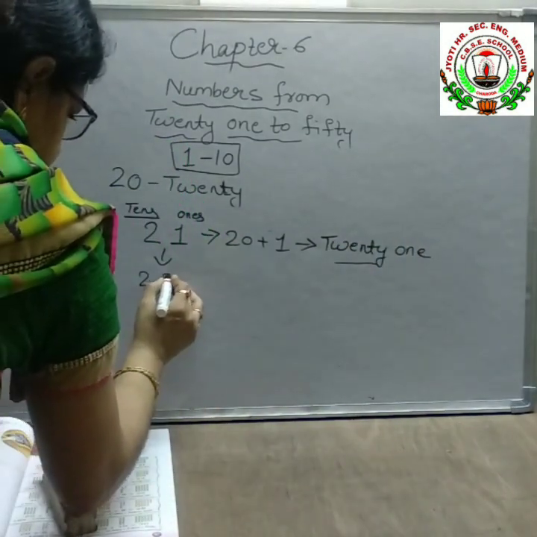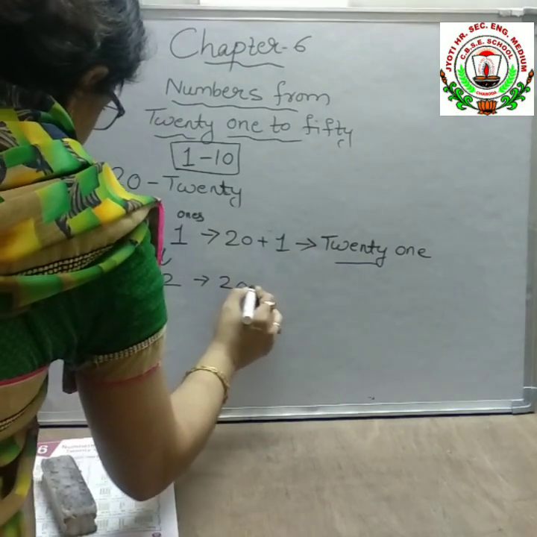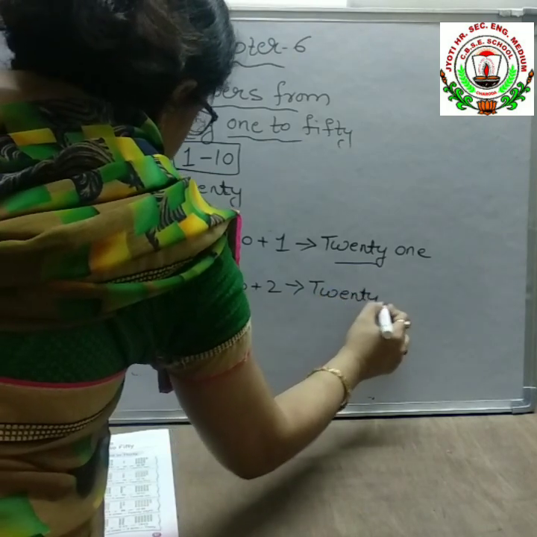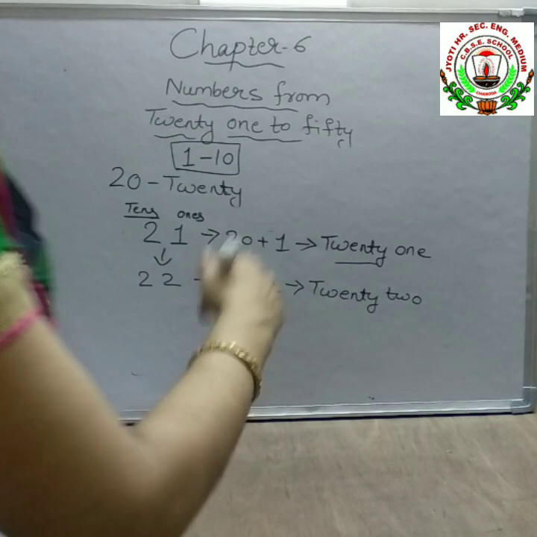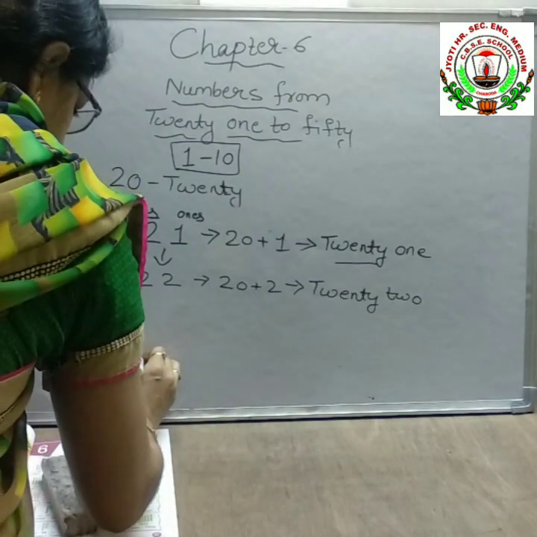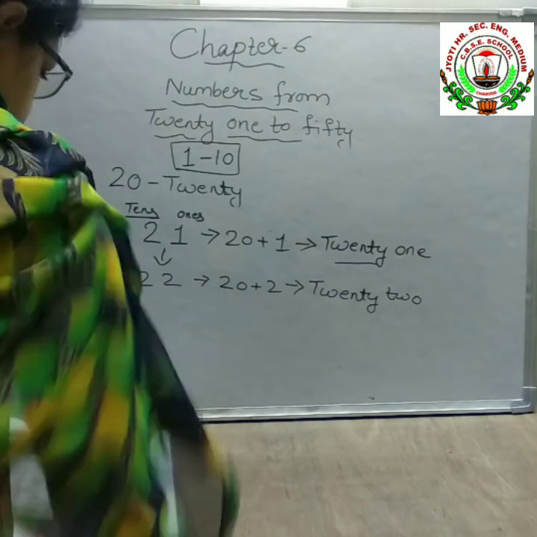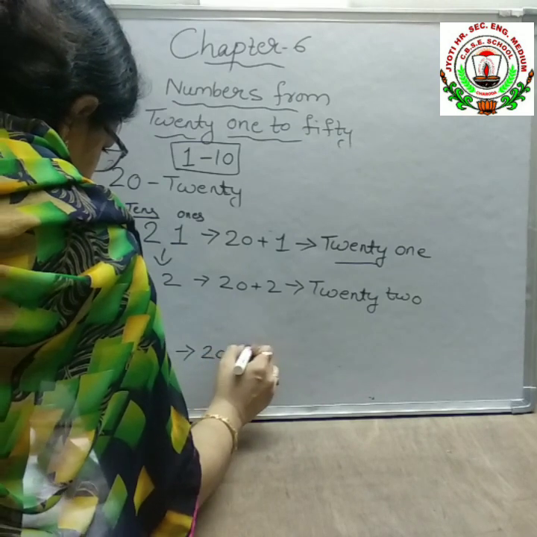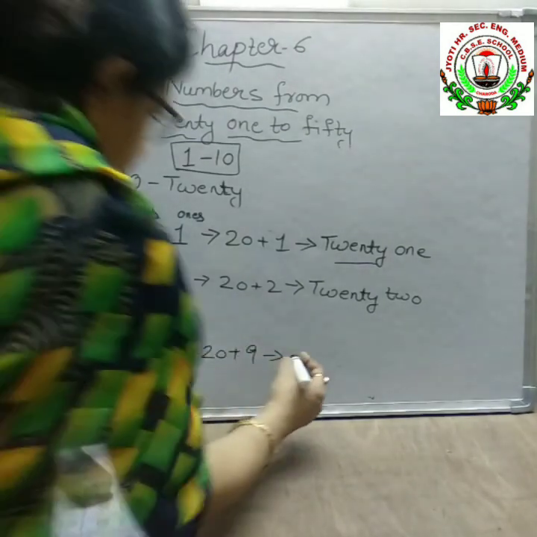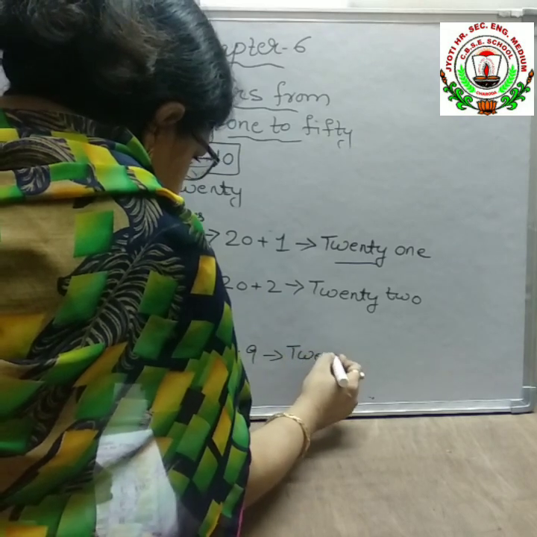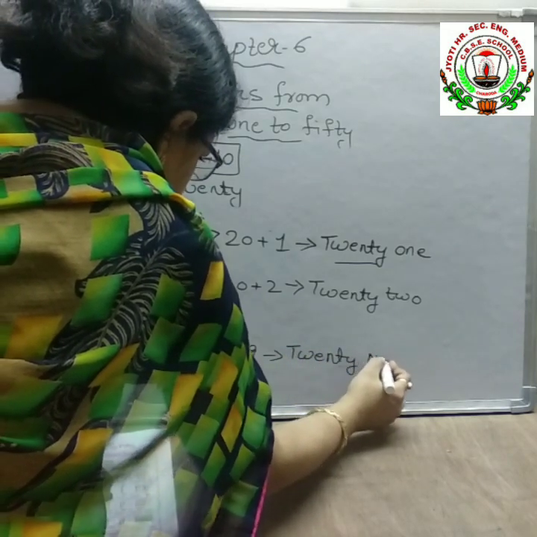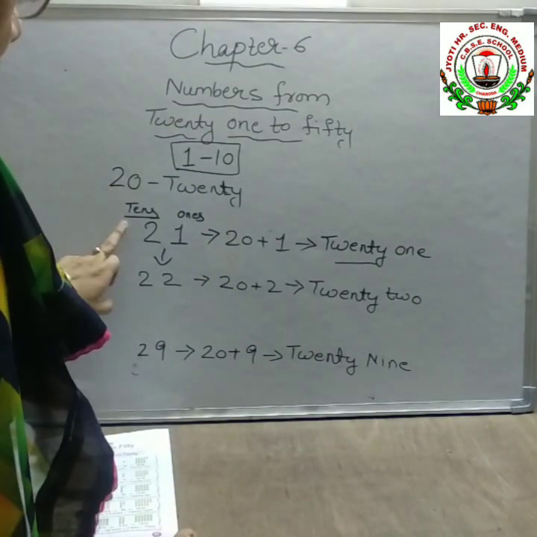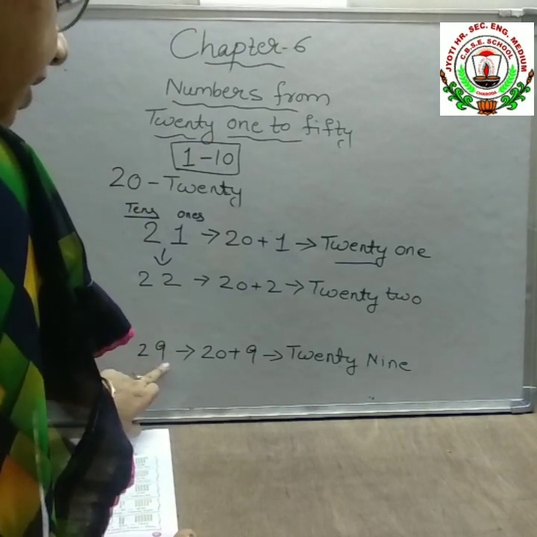Next, if you have taken 22, so 20 plus 2. First you have to write the spelling of 20, then 2. It is 22. Likewise, you can write up to 29. So 29. How will you write 20 plus 9? What is the spelling of 20? T-W-E-N-T-Y, 20, then 9. It is 29. So students, if you know the spelling of 20, you can easily write the spelling up to 29.